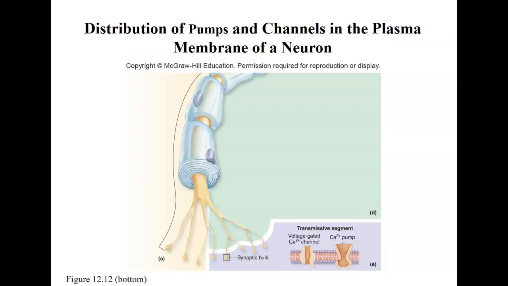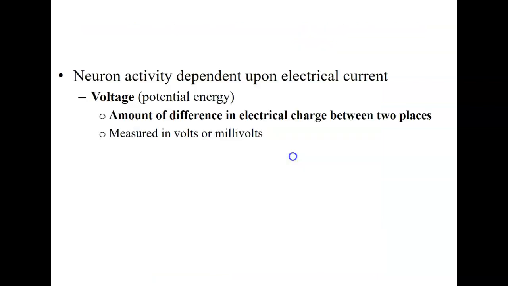One thing you want to know then is the distribution of these different ion channels in the plasma membrane of the neuron. Make sure you know where the voltage-gated channels are. Make sure you know where the chemically gated channels are. Voltage is potential energy. It's the amount of difference in electrical charge between two places. That's why when we have ions on both sides of the membrane, we have an electrical charge or voltage. And this will be measured in neurons in millivolts.